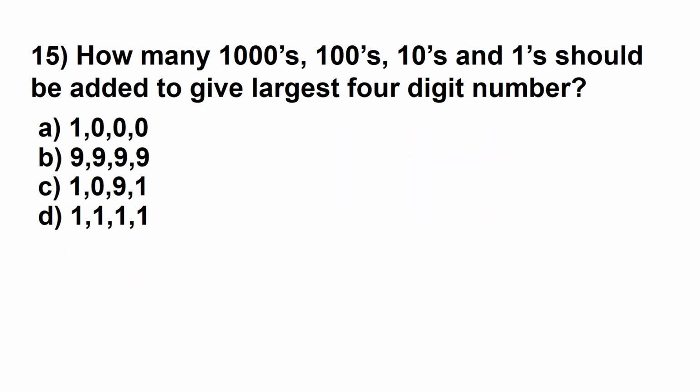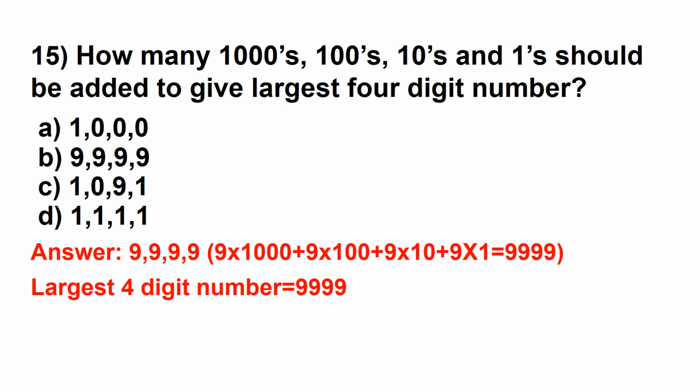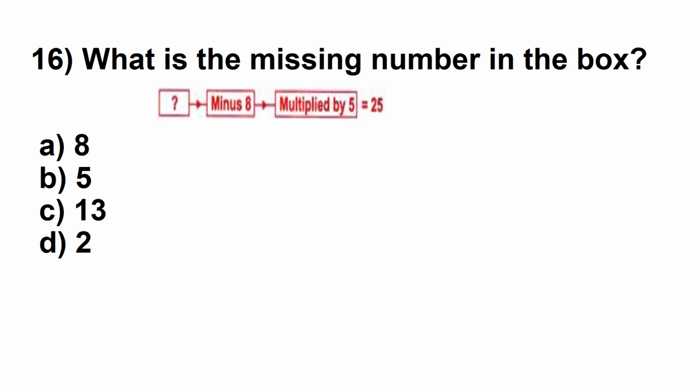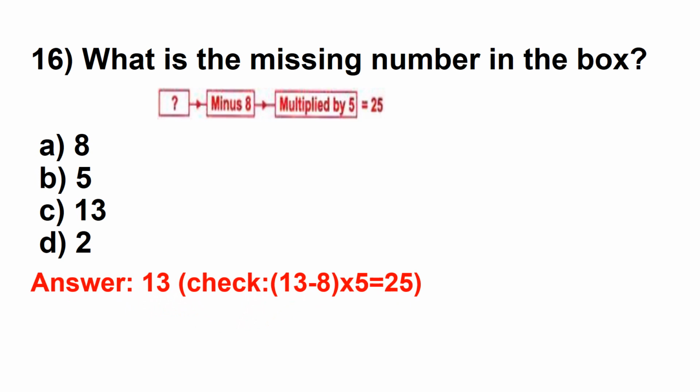Question. How many thousands, hundreds, tens and ones should be added to give the largest 4-digit number? So the right option, B. Next one. What is the missing number in the box? So there is a question mark in one of the boxes. You need to identify the missing number. So the right option, C.